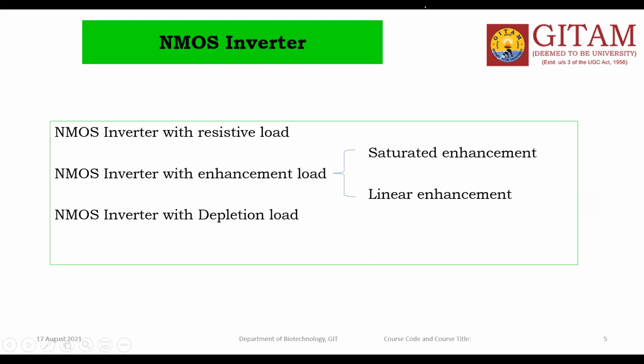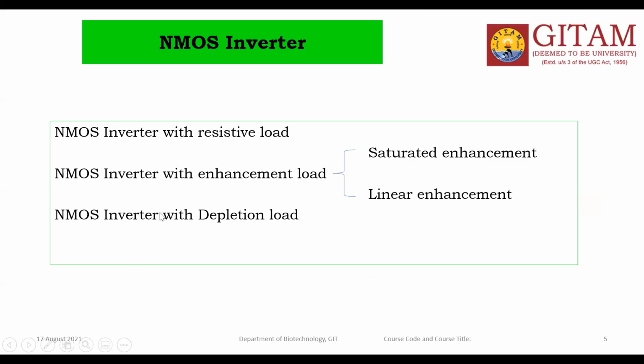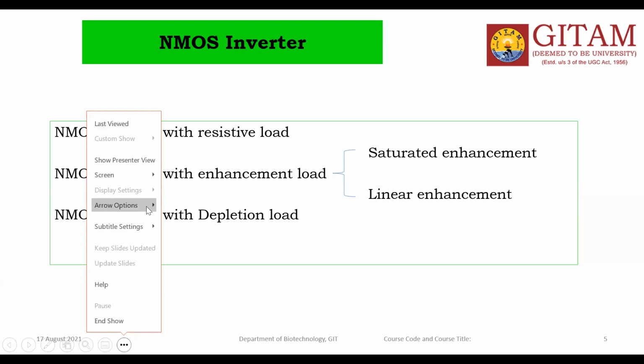So I will start with the NMOS inverter. We have the resistive load, the enhancement mode load and the depletion load. In the enhancement load we have two types: one is the saturation load and one is the linear mode. I will open a whiteboard. The first one, the NMOS inverter with resistor load, we will discuss first.